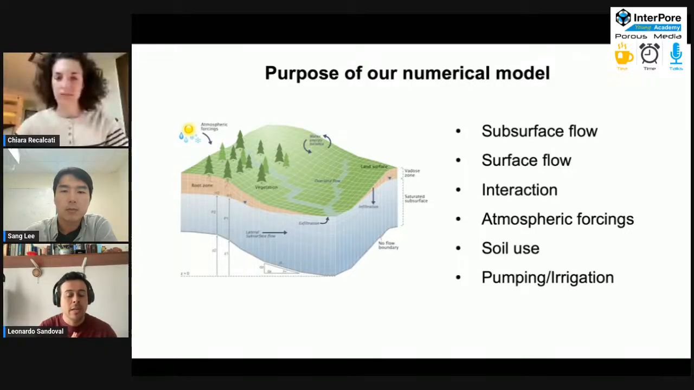In our case, we were interested in water management. That means that we were interested in subsurface flow, surface flow, and the interaction between these two water systems. We are also interested in understanding how atmospheric forcings will affect water resources in the system, as well as soil use. What happens if the soil use changes in the system? And finally, we are also interested in pumping and irrigation. What happens with the anthropic interactions with the system? How are we affecting the water dynamics in the domain?